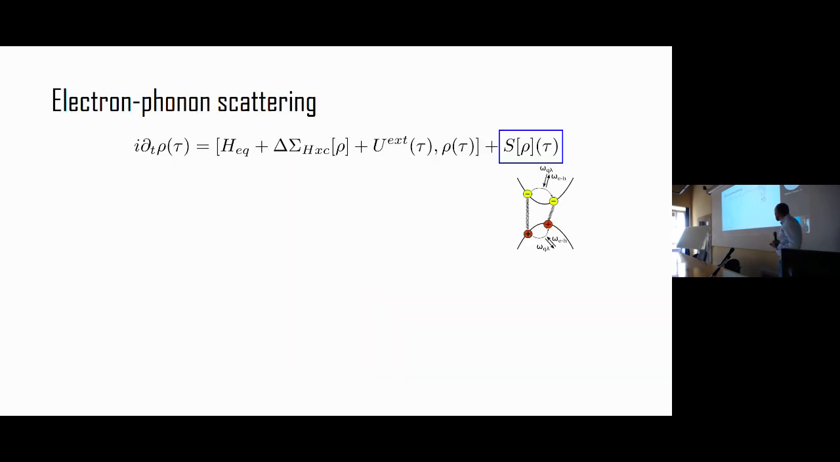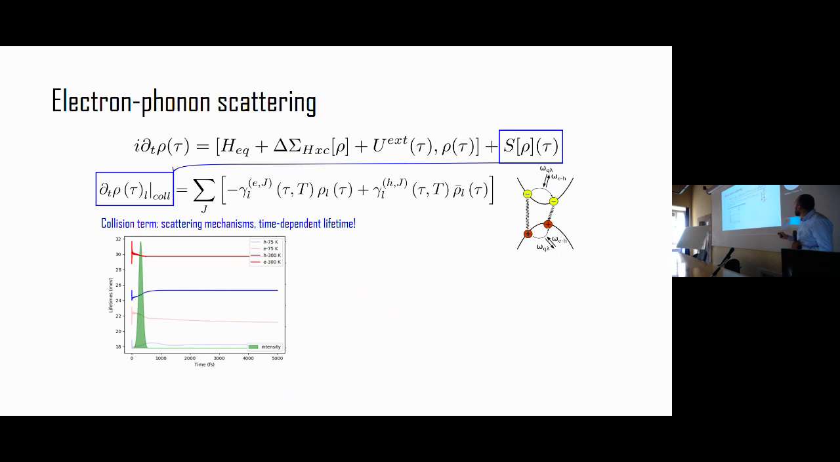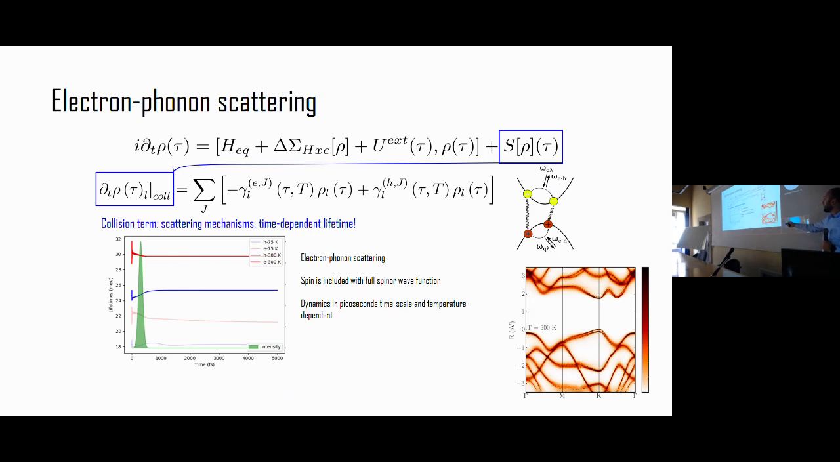Okay, so that was the coherent part, but of course, this is only one part of reality. Here you also have the scattering mechanisms. This can be any scattering. I will talk only of the electron-phonon because this is already complicated enough. Here, these scattering mechanisms give a time-dependent lifetime and so on. But you can see them as if your bands have a finite width.